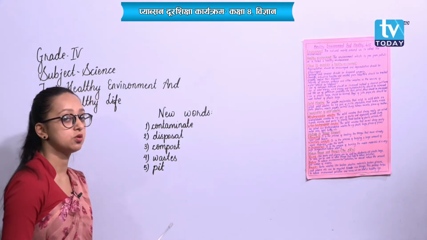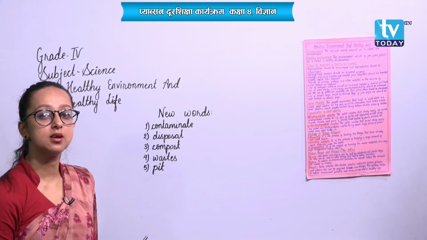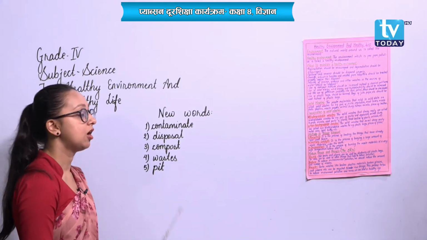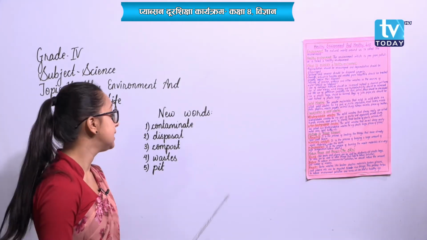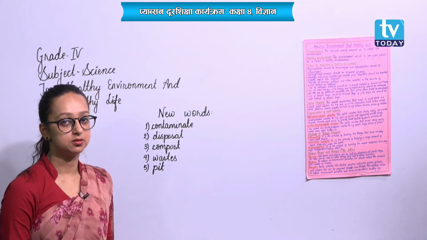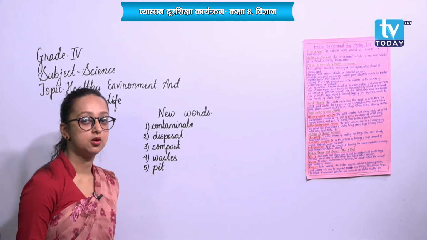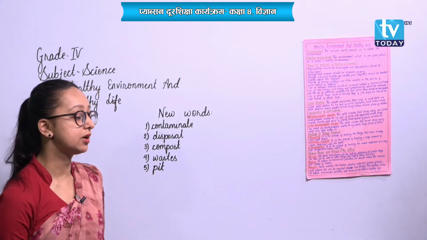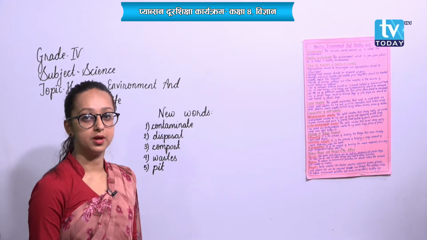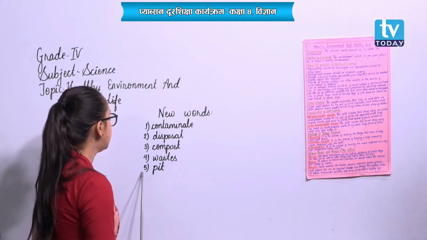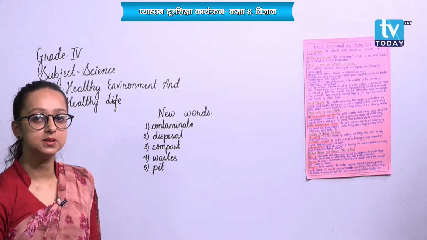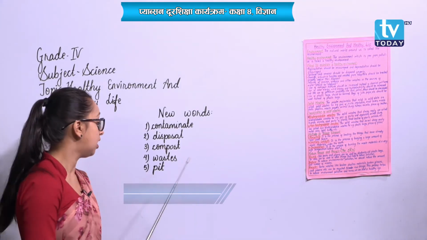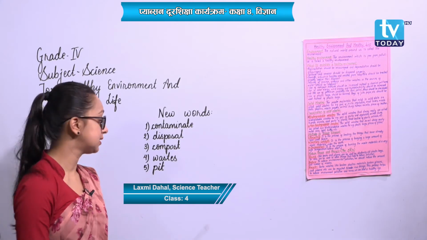Number 3, compost. Compost is a mixture of plants and animals' dung, and it does not harm the environment. Next is waste. Waste means the things that are no longer needed and are thrown away because we don't need them anymore. And number 5, pit. Pit means a hole that we dig on the ground.